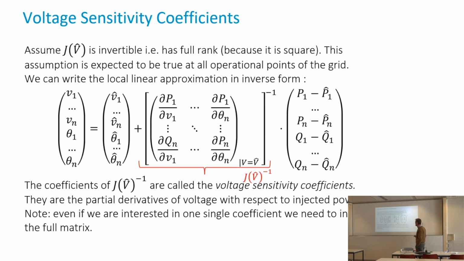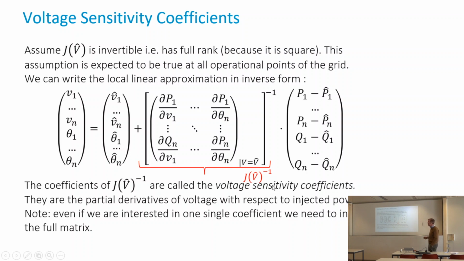So if we are not at one of those points, this matrix is invertible. And if I write the inverse of the previous relation, we obtain V theta minus V hat theta hat is equal to the matrix inverse times the S minus S hat here. So this can be useful for expressing the voltage constraints, for example. This has a name. The coefficients of this inverse matrix are called the voltage sensitivity coefficients.